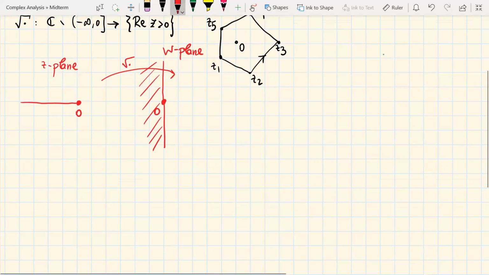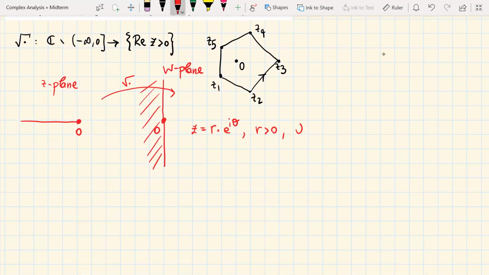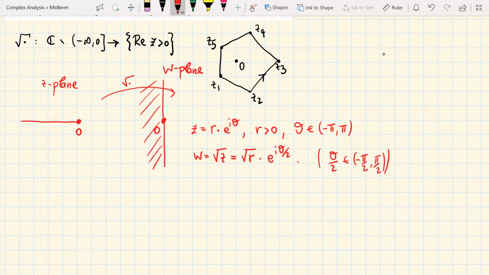Maybe it's useful to write a formula for this function. So let's suppose that Z is equal to R times e to the I theta in polar coordinates, where R is positive. And now, since we are outside the negative real axis, theta would be a number between minus pi and pi. Then W equal to square root of Z is defined as square root of the norm R times e to the I theta over 2. And then here we see that if theta is in minus pi, pi, then theta over 2 is in minus pi over 2, pi over 2. And therefore, W has exactly positive real part.